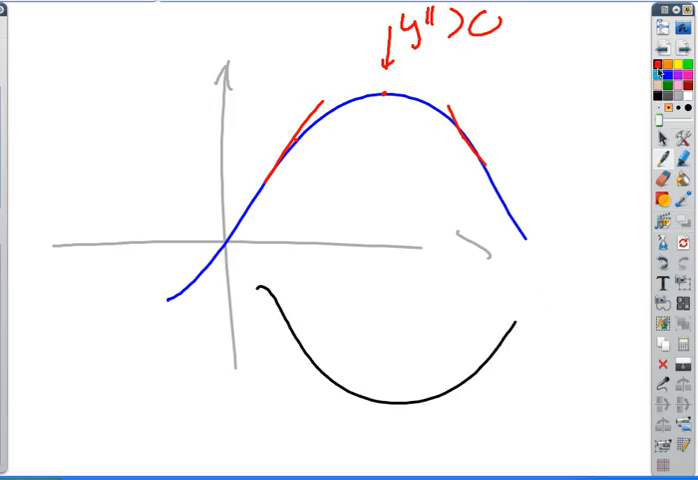That's got to be the opposite, right? Because at a minimum, we're going from a negative slope to a positive slope. So that's got to be an increasing second derivative.